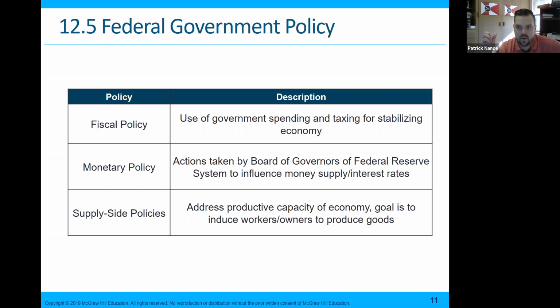Same scenario: if I've got assets of $10 million, but my reserve rate is 5%, now I can lend out $9.5 million rather than the original $9 million. So that changes the amount of money that's actually out in the economy to be used.